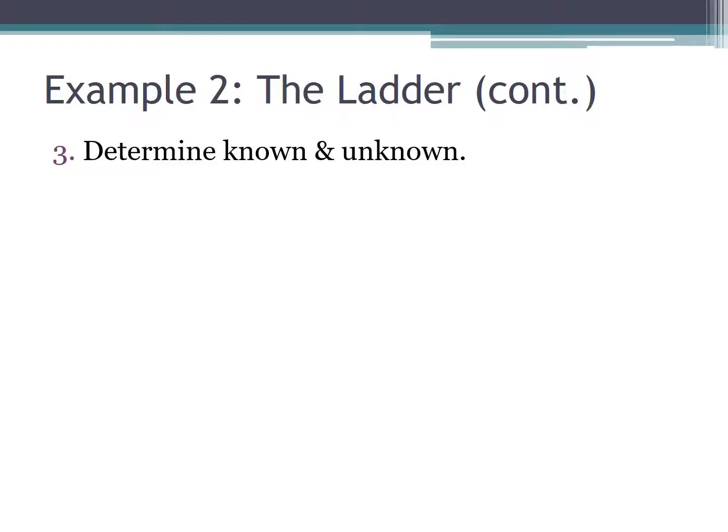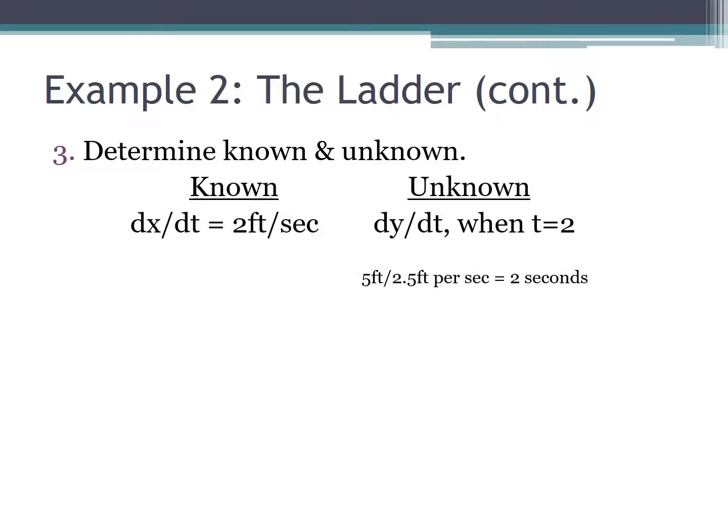Now let's determine our known and our unknown. We know that our change in x with respect to t is 2 feet per second, and we're looking for the change in y with respect to t when t equals 2. We found this out because the ladder is moving out at 2.5 feet per second, so it will hit 5 feet at 2 seconds, or t equals 2.